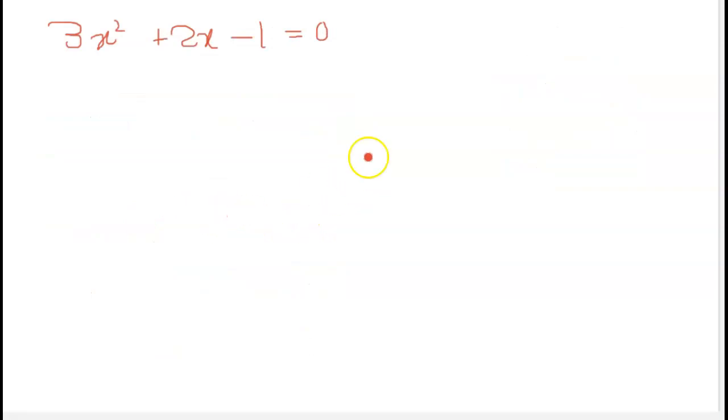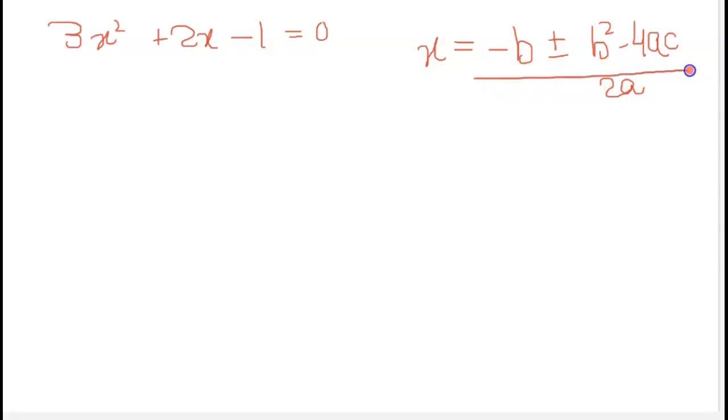Okay, the quadratic formula is in this form: x equals minus b plus or minus the square root of b squared minus 4ac, all over 2a. What's a, b, and c? The a is this, the b is this, and the c is this. So if I write a, b, c separately, a is 3, b is 2, c is minus 1. So I will put these values in to find the x.